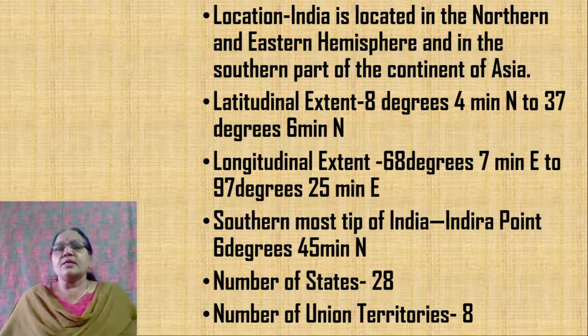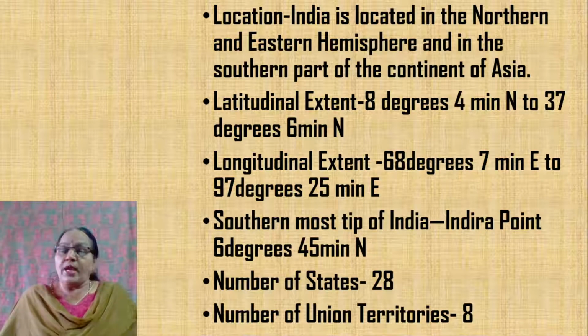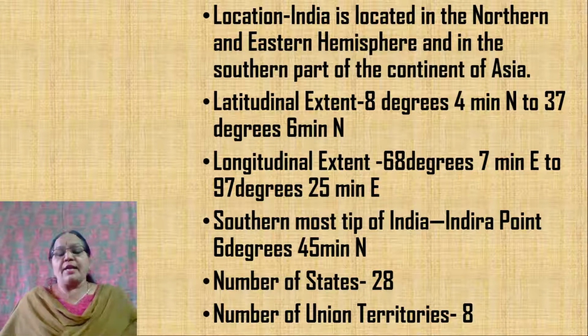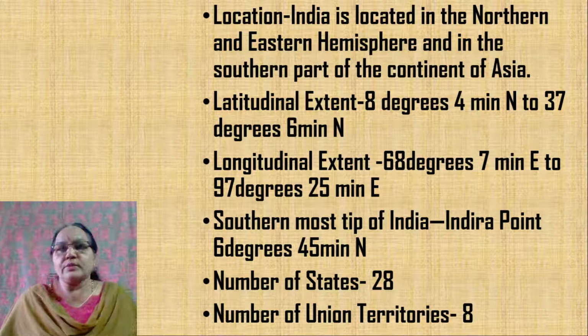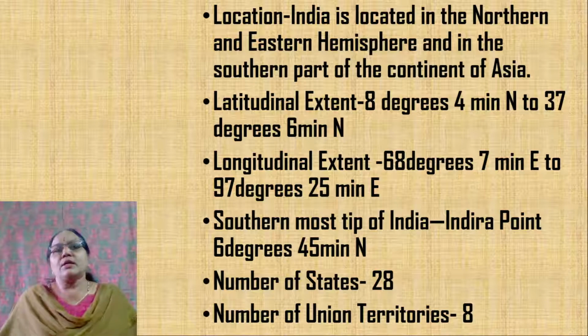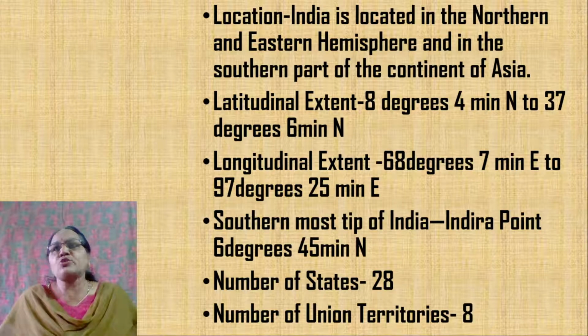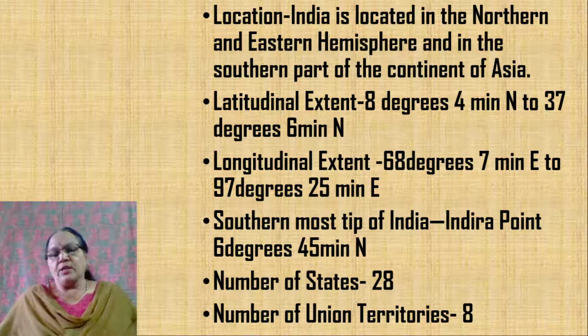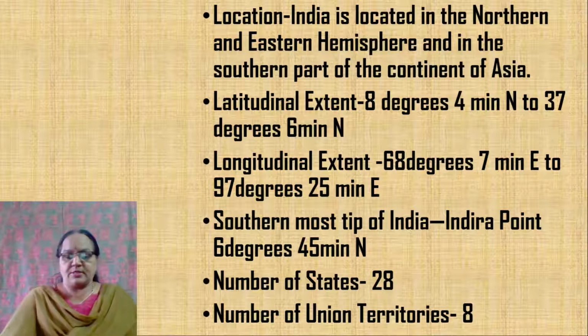Next is number of states in India. We have 28 states and 8 union territories according to 2020, that is 2021. Okay, now previously we had 29 states, but since Jammu state has been divided into 2 union territories, Jammu and Ladakh, we have now only 28 states.